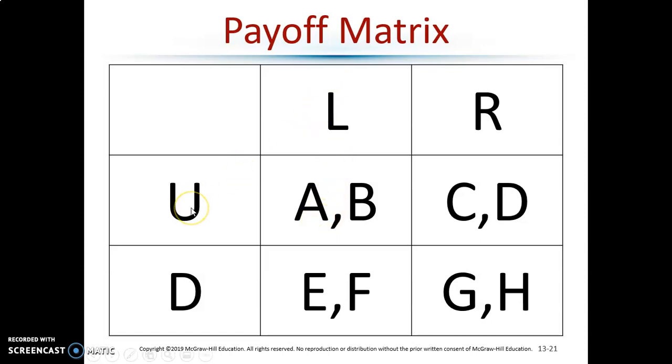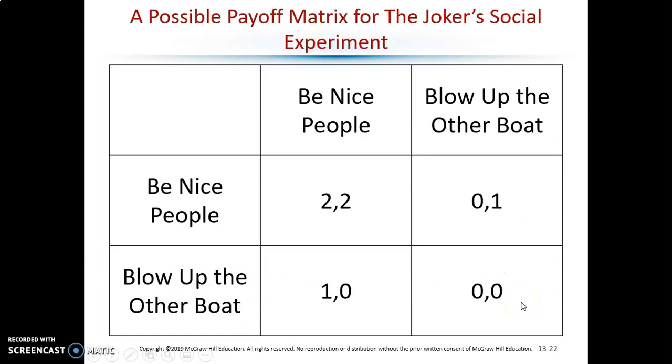But if the row player chooses up and the column player chooses left, then the payoffs are A for the row player and B for the column player. Convention is that the first number in the payoff matrix always goes to the row player, and the second number goes to the column player. So if the row player picks down and the column player picks right, the row player gets G. Whatever that payoff is, that's what the row player gets, the player who picked down, and the column player picks H. So let's look at an actual payoff matrix.